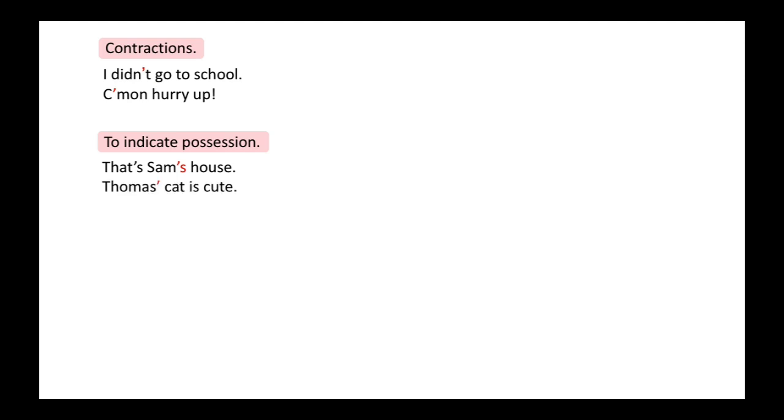For example, Thomas' cat is cute. Here, the name Thomas already ends with an S. Therefore, to indicate possession, we can just put the apostrophe. Another example is, James's car is red. James ends with an S. However, we can also indicate possession by adding apostrophe S.